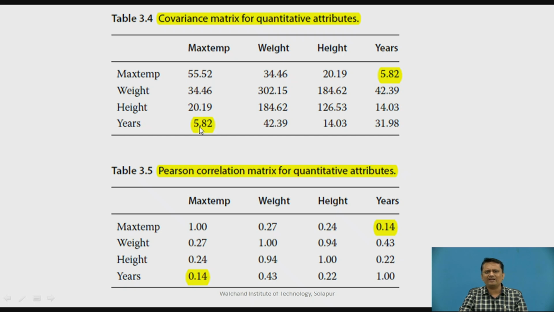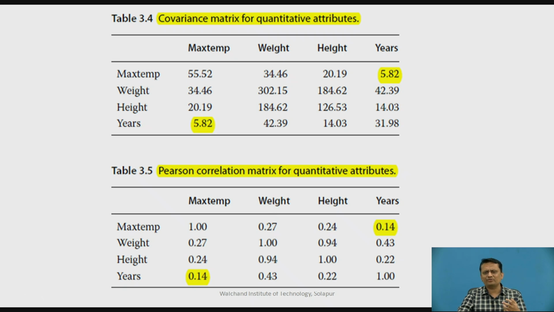If you look here, the covariance between the years and maximum temperature is 5.82. If you look at the formula for calculation, you'll find that the covariance between the years and maximum temperature is the same as the covariance between maximum temperature and years, one and the same. So if you look at this diagonally, you will get a replication of the values, a diagonal reflection you may say. The same is true for the Pearson correlation coefficient also.